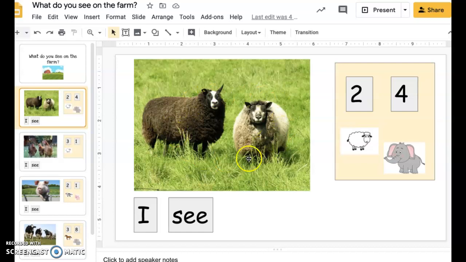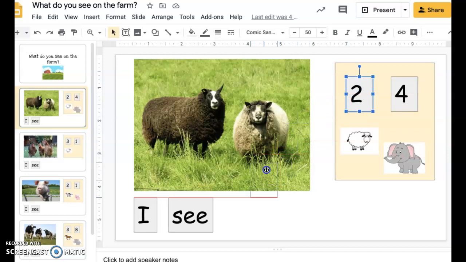I know I see sheep. How many sheep do I see? Let me count. 1, 2. I see, and I'm going to take the number 2 because I see 2 sheep, and I'm going to move it onto my sentence. I see 2.